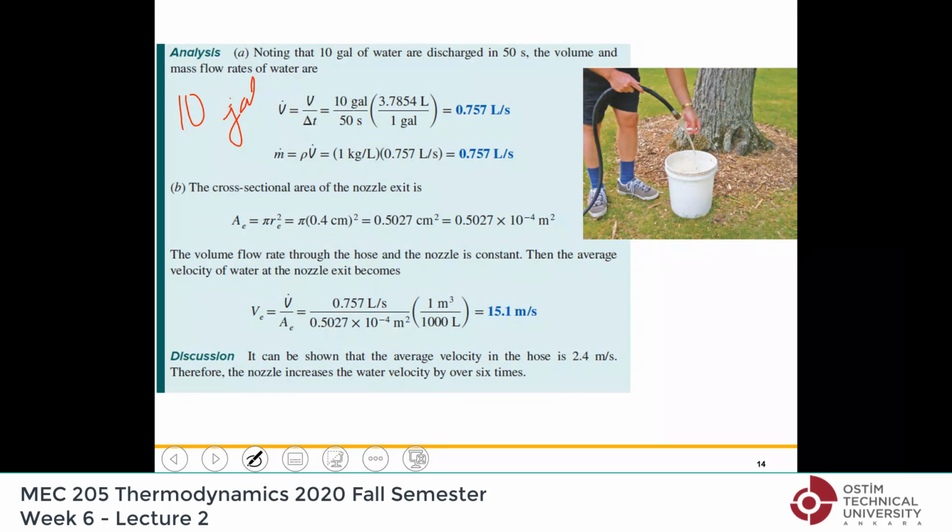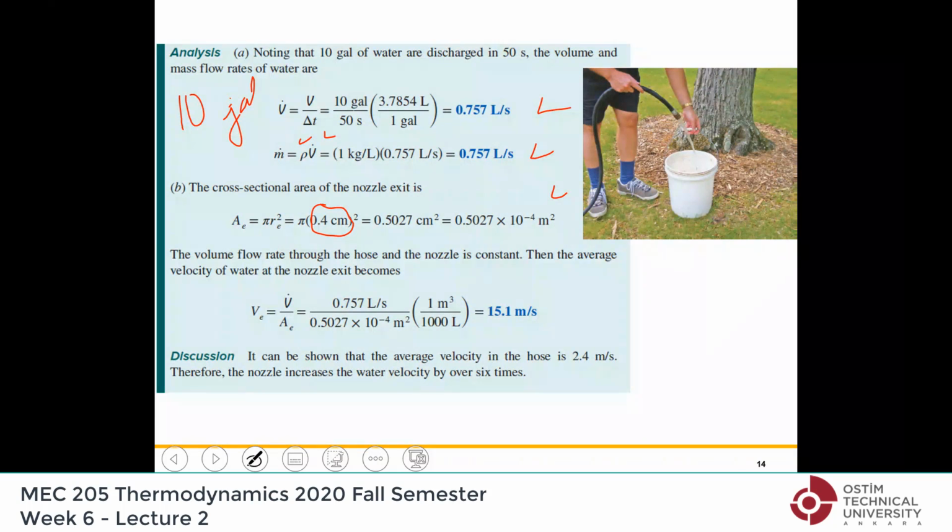So just divide the total volume by the time, 50 seconds, and you get something in liter per second. This is the volume flow rate. And multiply volume flow rate by density, you get the mass flow rate. And the cross-sectional area at the exit is this one, using 0.4 centimeter there. And the volume flow rate here will remain constant because density is constant.